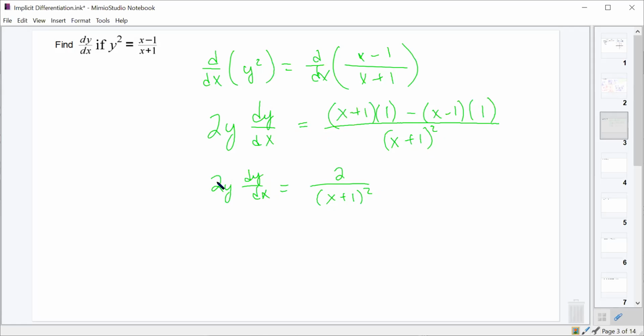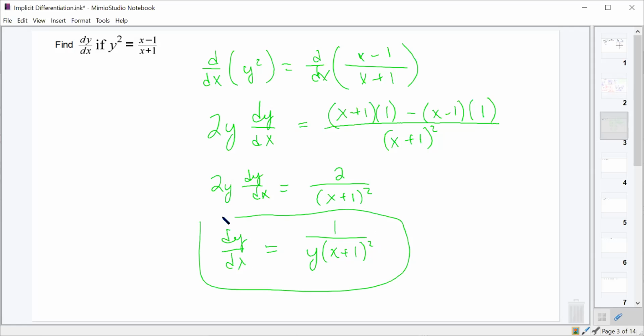And if we divide by 2y, the 2's will cancel, right? And we just end up with our derivative is 1 over y times x plus 1 squared. Good or no? Good. And we'll notice that for this one, our derivative has both x and y in it, and that's okay. Sometimes these may come out with just one variable, or they may come out with both variables in them, and that's okay either way.